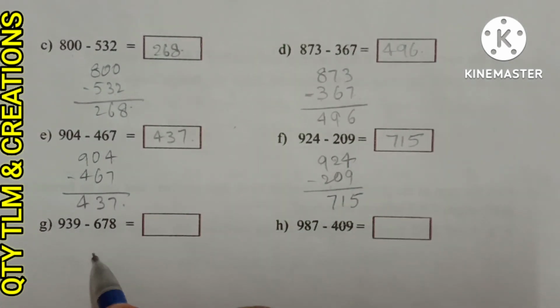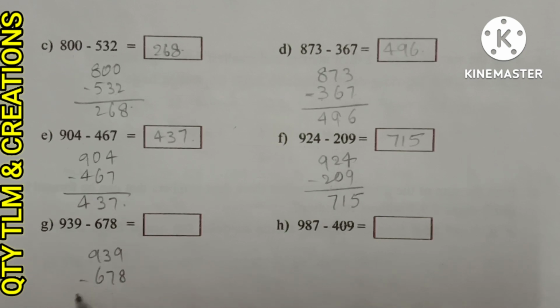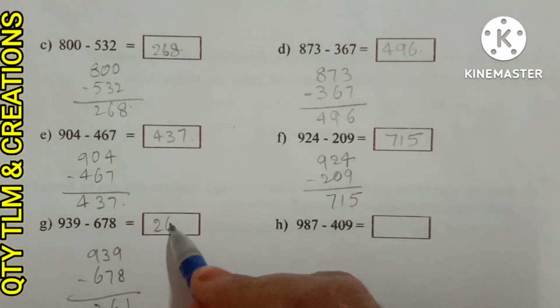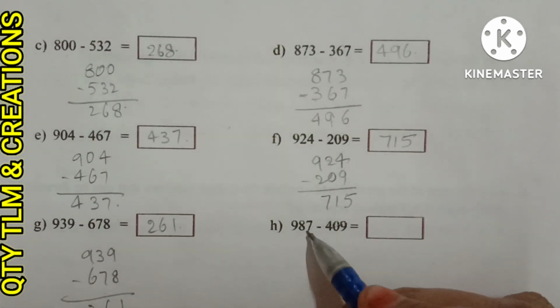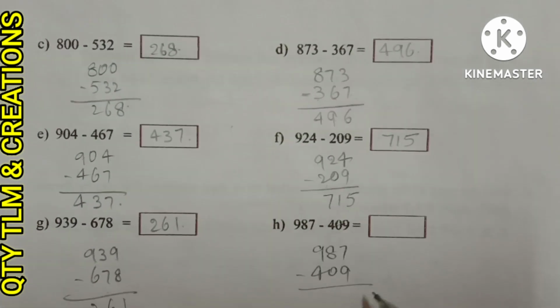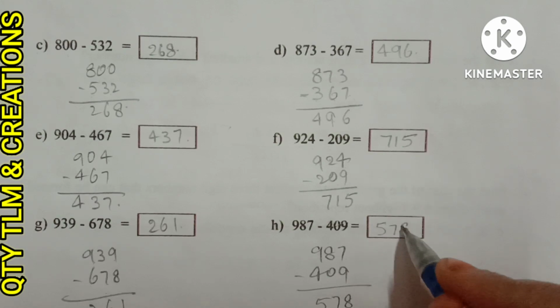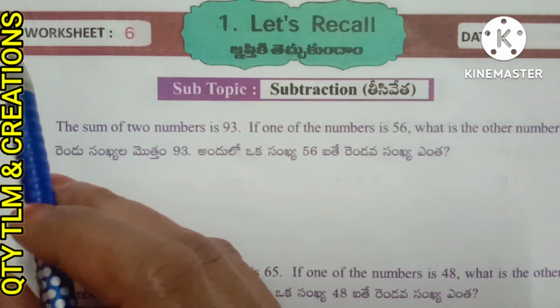Next G, 939 minus 678. So subtract 678 from 939. We get 261. So write here 261. Next H, 987 minus 409. Subtract 409 from 987. We get 578. Write here 578.